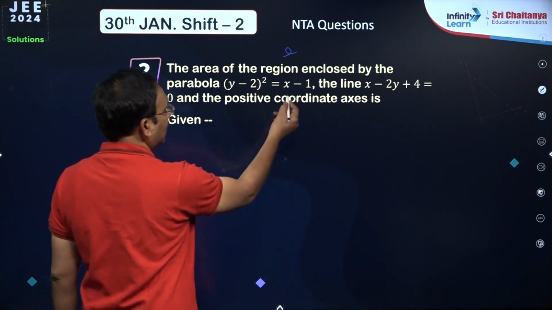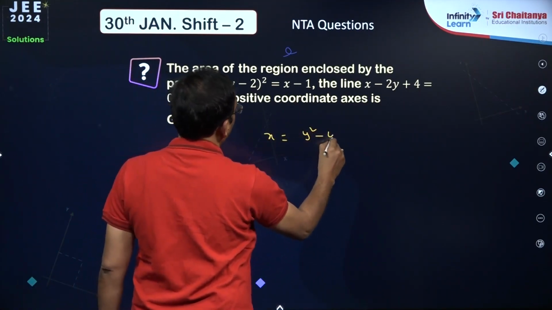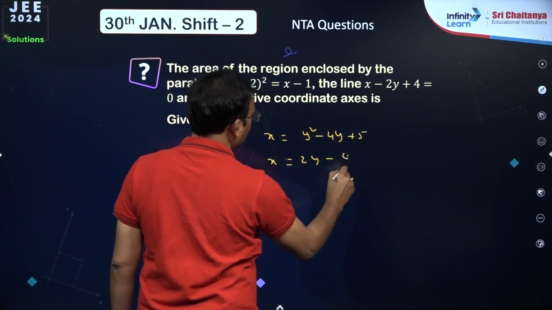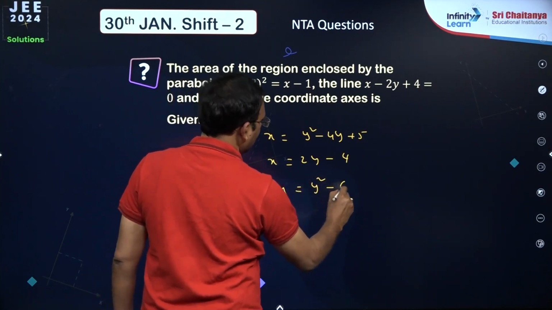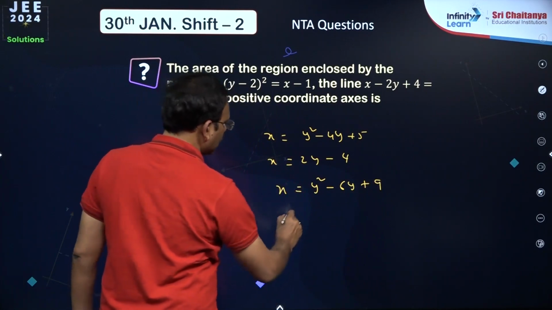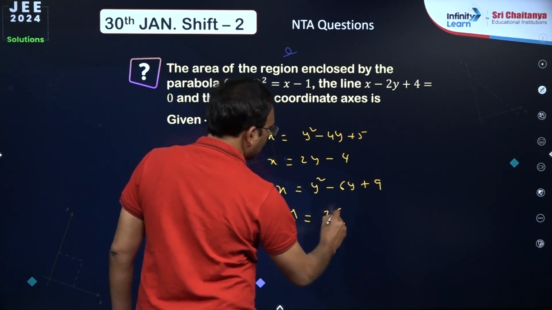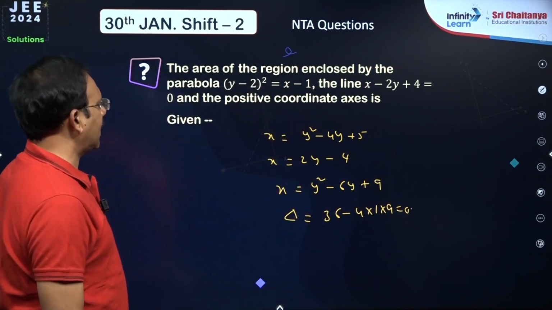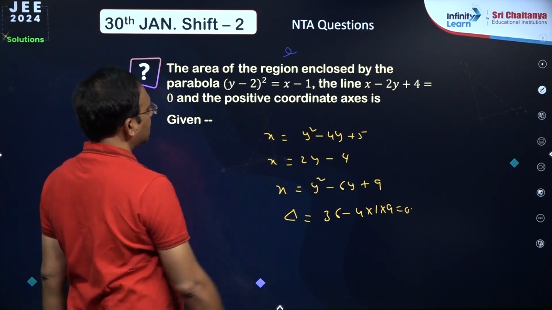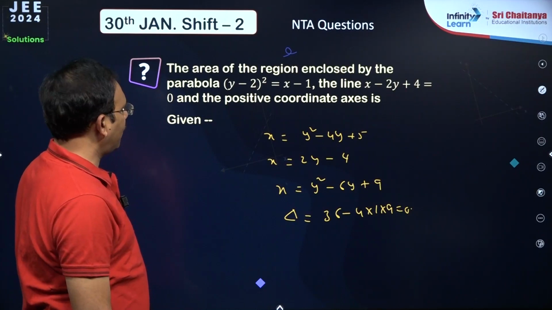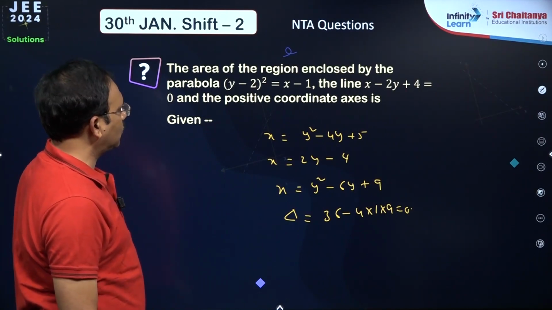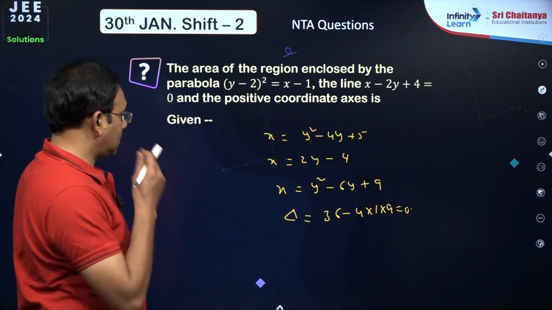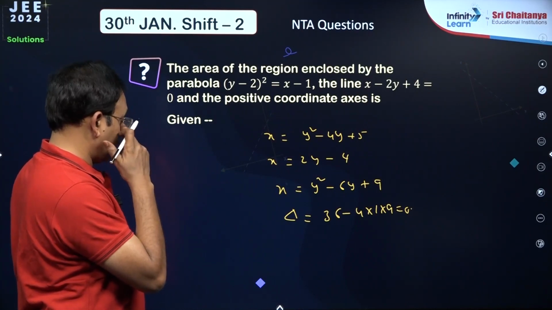The next, the area of the region enclosed by the parabola. Why don't you apply the shortcut: x is equal to y square minus 4y plus 4 plus 1, that is 5, and x is equal to 2y minus 4. Subtract x is equal to y square minus 6y plus 9. So delta is equal to b square minus 4ac. Actually you just compute the calculation.